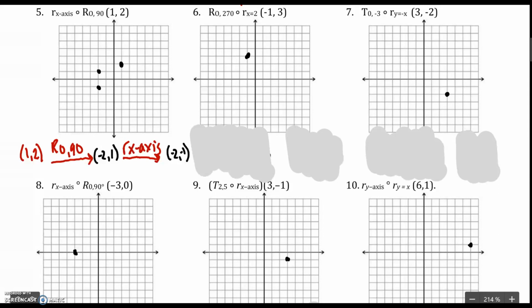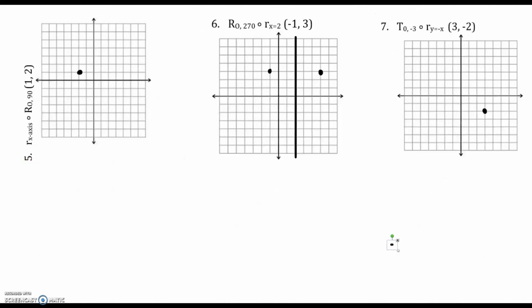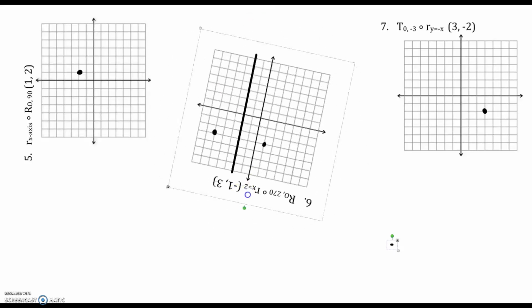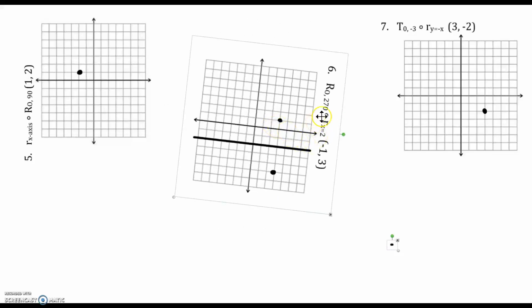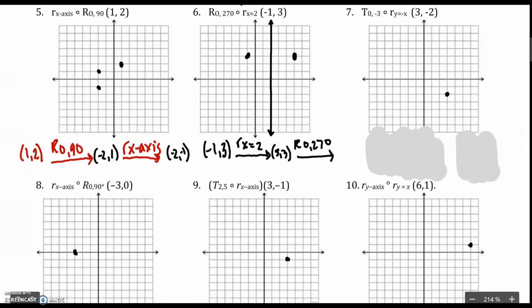For number 6, first we're going to reflect that over x equals 2. Then we are going to rotate it 270. So if we do this over x equals 2 first, remember it's a vertical line. And we'd go 1, 2, 3, 1, 2, 3, and we would be here at the point 5, 3. Now to rotate that 270, you can use the rule, or you can go counterclockwise, 1, 2, 3, and this point is now at 3, negative 5. And so that would be our final answer here.